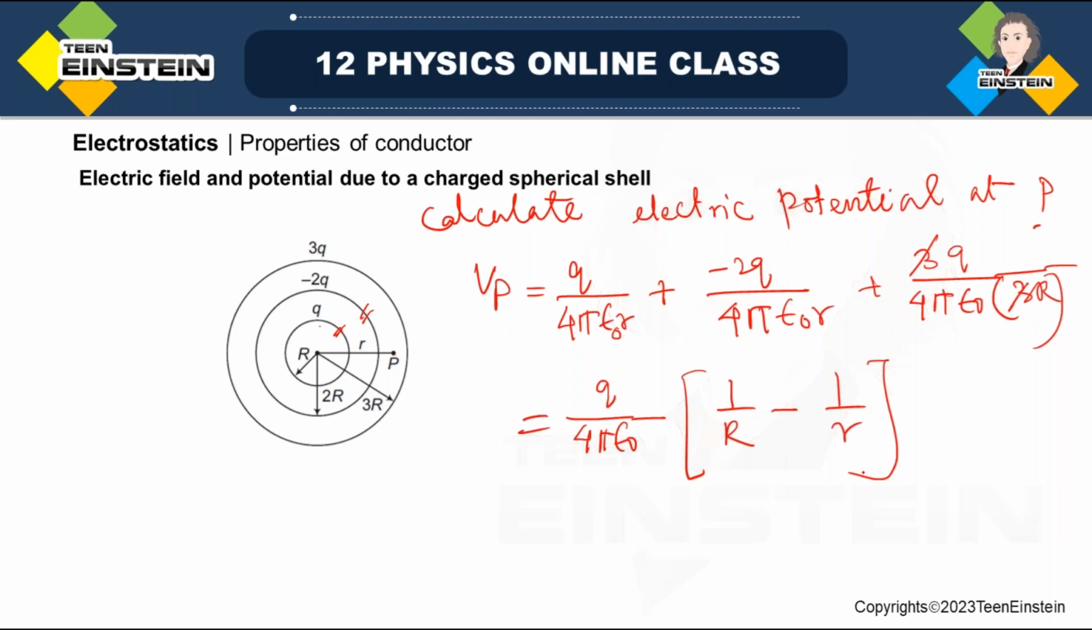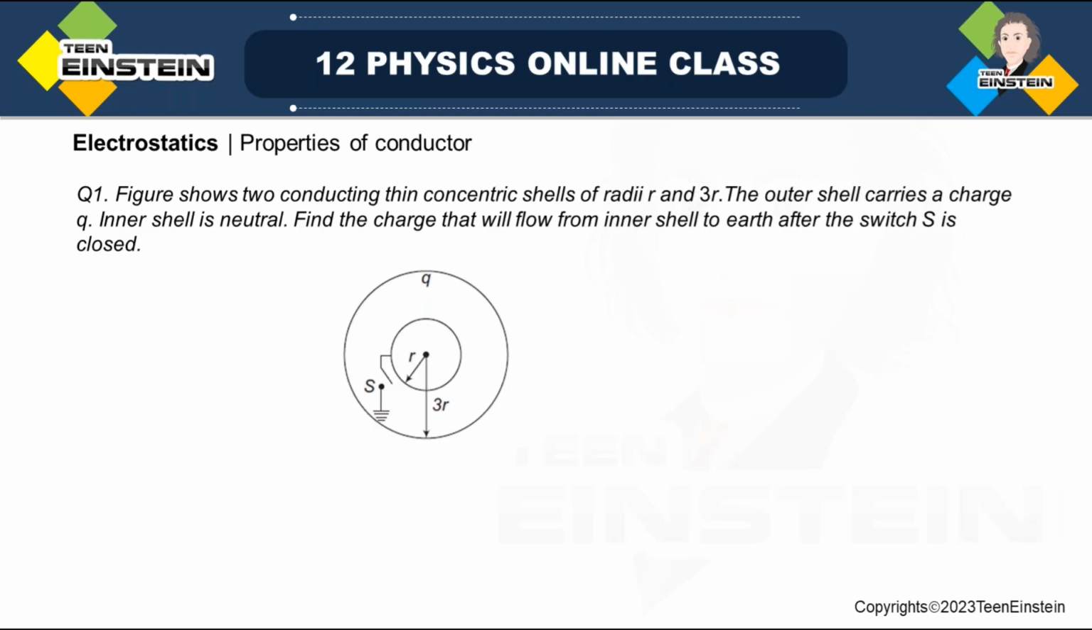Okay, now I'll take up one more problem. See, the figure shows two conducting thin concentric shells of radii R and 3R. You can see that this is one conducting shell, and another conducting shell having radius 3R. The outer shell carries a charge Q. The inner shell is neutral. Find the charge that flows from the inner shell to the earth as the switch S is closed.